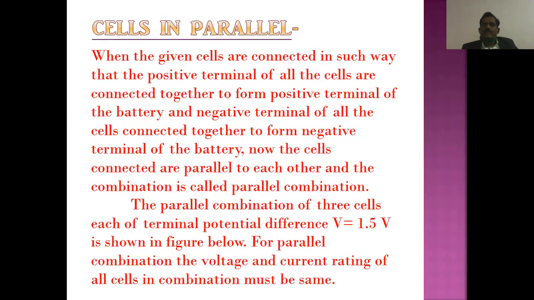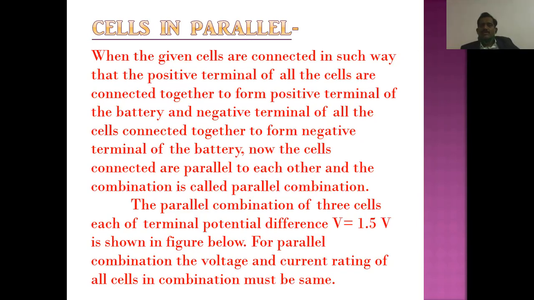Now, when cells are connected in parallel, what is the parallel combination? Parallel combination is just like this. This cell has a positive terminal and this is the second. When these two positive terminals are connected by a single wire and one output is taken, and the negative terminals are connected by a single wire and one terminal is taken out, then that combination is called the parallel combination.